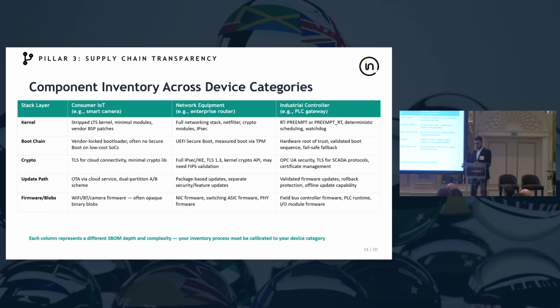So the firmware row, if you look at it, that's where things get hardest. Now your Wi-Fi, Bluetooth, camera firmware in consumer devices are most often very opaque binary blobs. And your NIC firmware, your ASIC firmware within your network equipment, and the fieldbus control in industrial devices. These components cannot be audited for security, but they still need to be inventoried with provenance information. So when a Wi-Fi firmware CVE drops, you need to know within hours which of your products is affected. Each column represents a different kind of SBOM depth and complexity, and your inventory has to be calibrated against that particular device category.